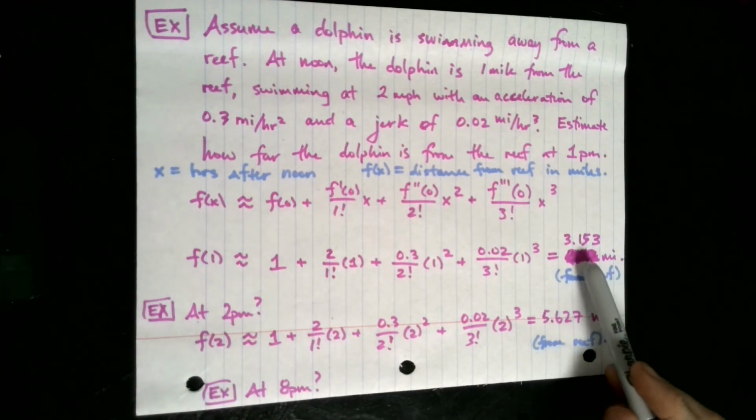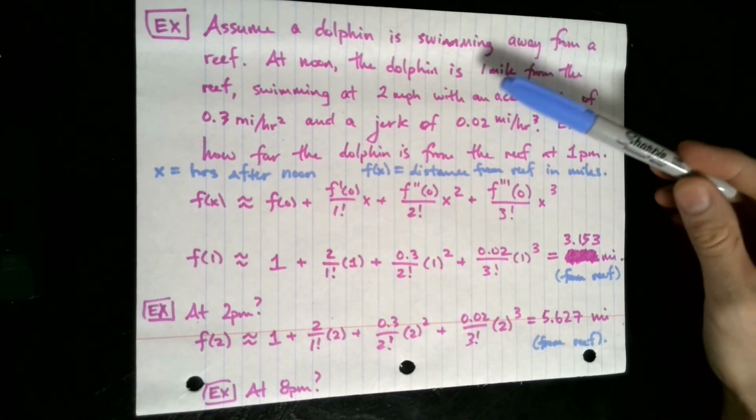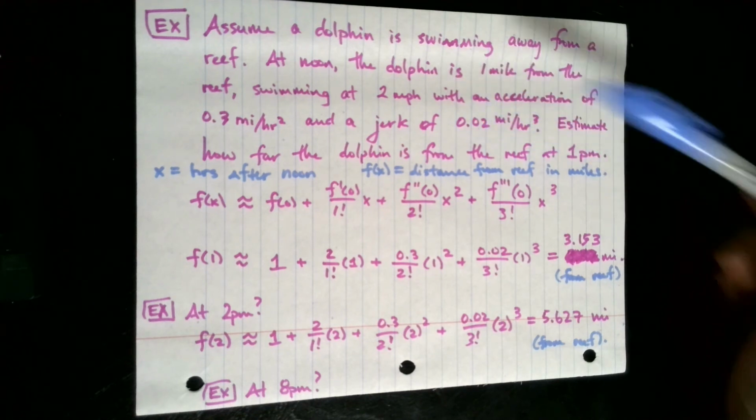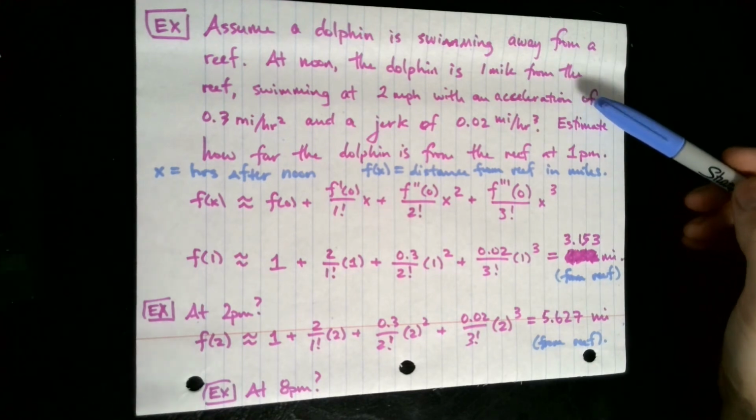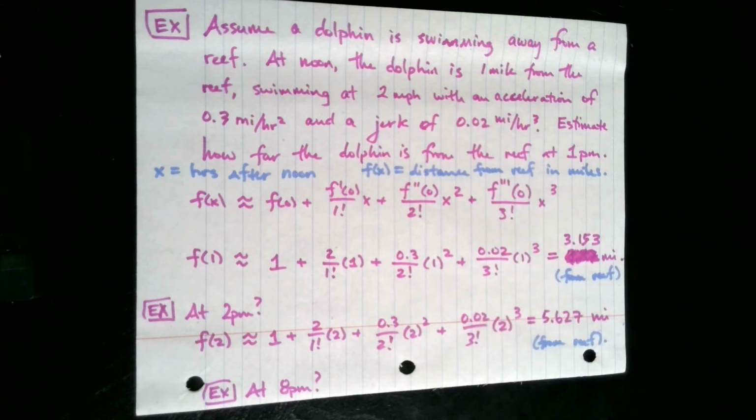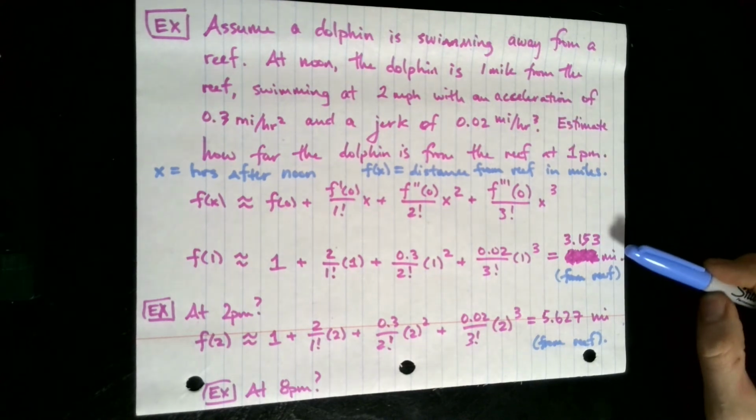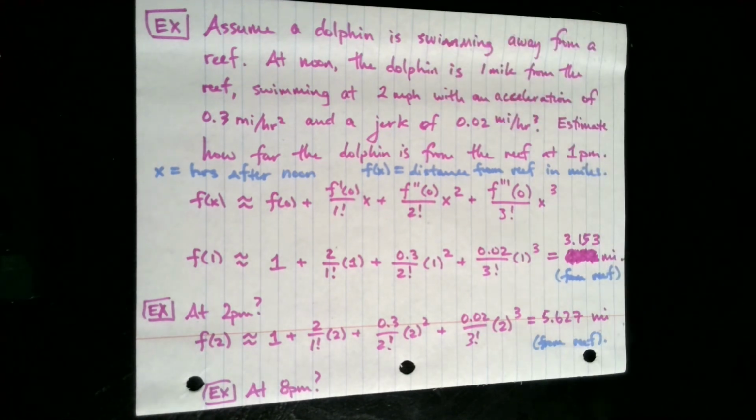And when you run the numbers, you get 3.153 miles, which kind of makes sense, right? Because the dolphin was 1 mile away and was swimming at 2 miles per hour. So just off of that data alone, you would expect the dolphin to be 3 miles away. However, the dolphin was also speeding up. There was some amount of acceleration, and even that acceleration was accelerating, that acceleration was at least speeding up, in the sense that the jerk had some value as well. So it kind of makes sense that the dolphin would be further than 3 miles away, because its speed at noon alone would dictate that it was 3 miles away, and it was speeding up even over time as well, which is accounted for in this prediction.